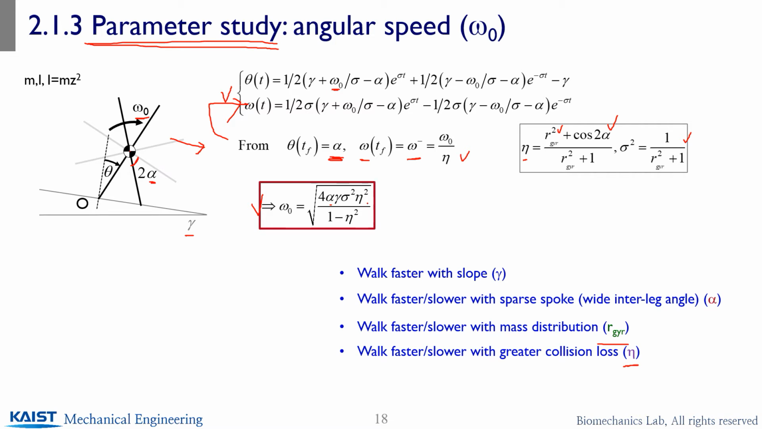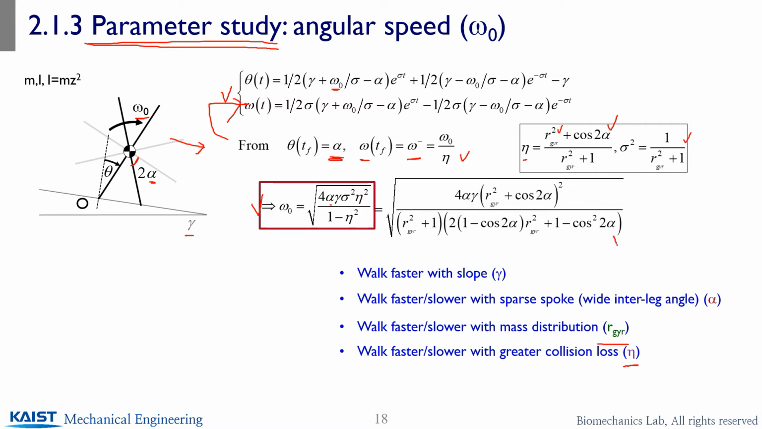So if you plug it in, you will have a little bit more complicated form. And to make this one simple, for the point mass system, your radius of gyration turns out to be 0. So simply what I could have is something like 4 alpha gamma cosine square 2 alpha divided by 1 minus cosine square 2 alpha. So definitely here, I only have a gamma term here. So for the greater slope, I will walk faster in a manner of a square root.